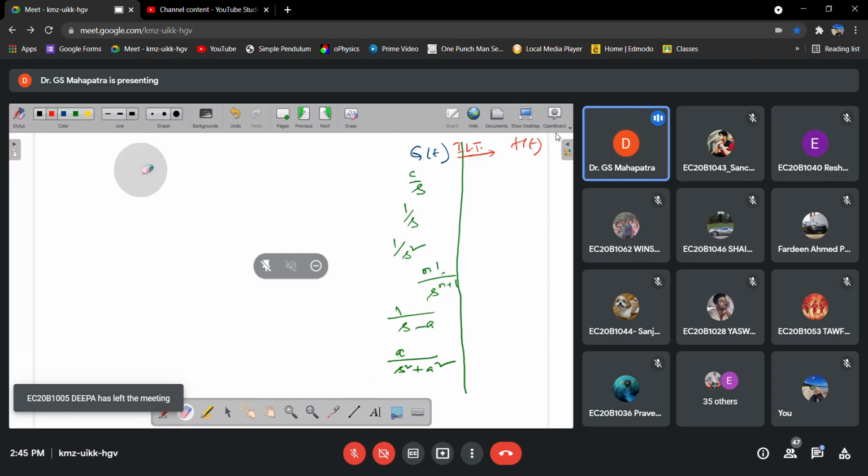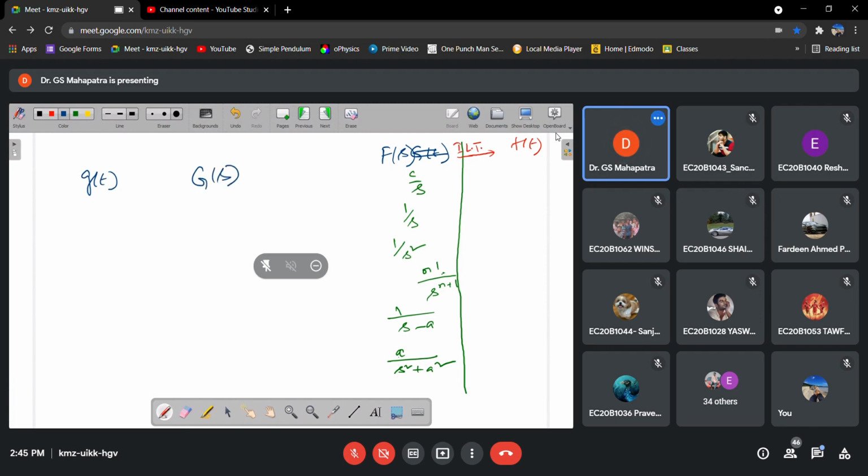Correct. Okay. Now, some time, okay? Just 2 minutes. I have written here f of t, and it is g of t. You understood that one, f of x. Okay, now g of t, and g of s.